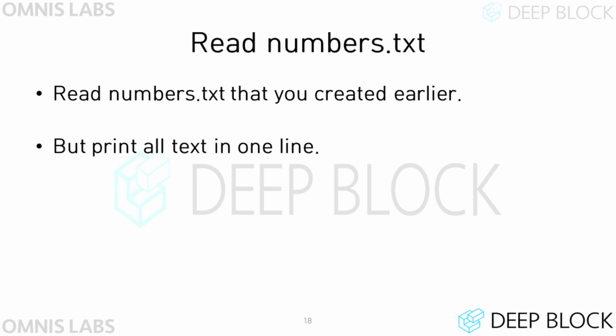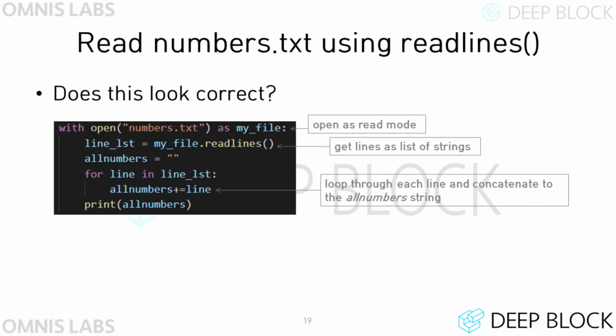Write a program that reads the numbers.txt file you created earlier and prints it to the screen. However, try printing all the text on one line. You are probably trying to implement this program using the readlines function. Let's take a look at the following program.